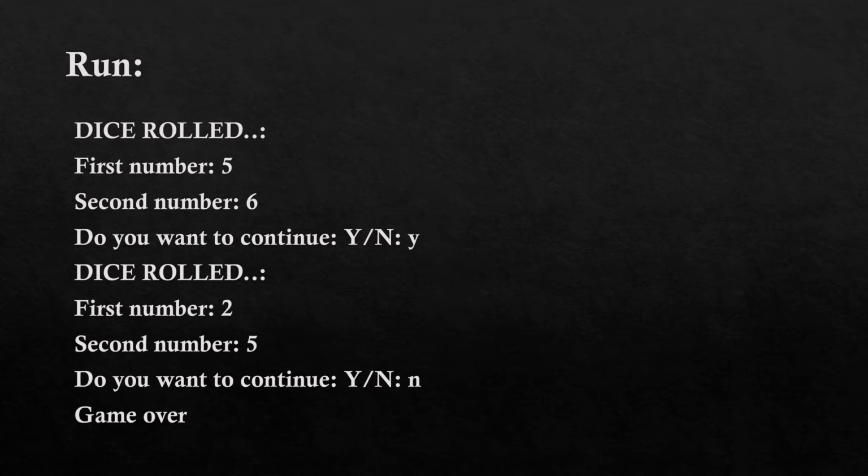Now let us run the program. It will show like this: first dice rolled, the first random number generated, that is 5, and the second number is 6. Now again it will print, do you want to continue, yes or no.